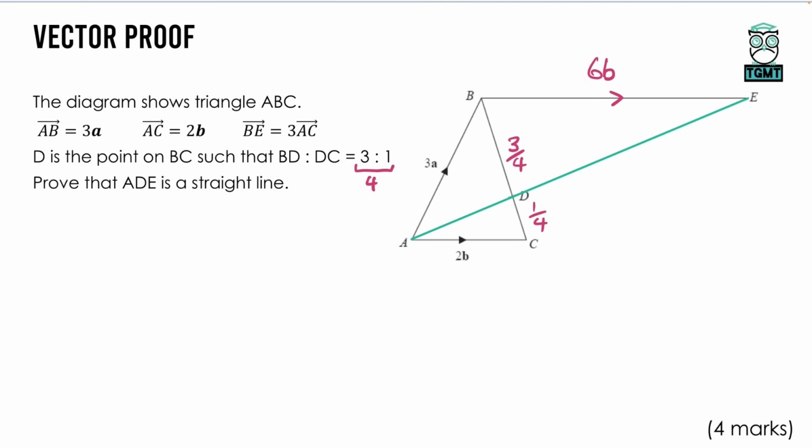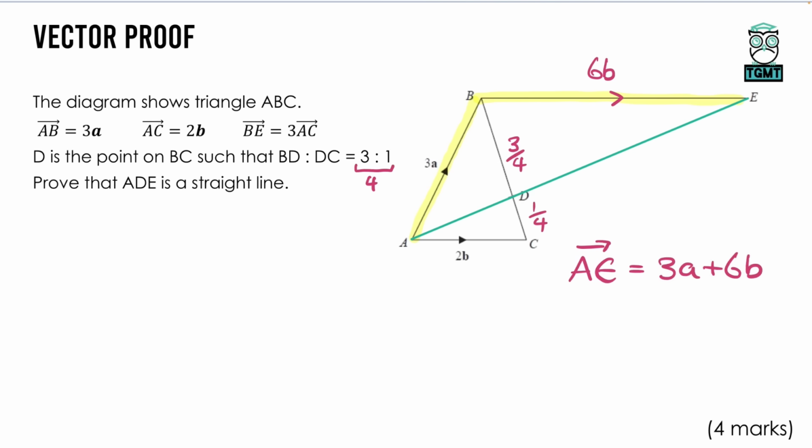But of course, as always, I will link in the description a video for some much harder vectors. It's still a difficult question, but it's not the worst of the vector questions that we could have. So here we go, prove that ADE is a straight line. Now whenever we are proving a straight line, I like to find the vector for the full line to start with. So to get from A to E, we could go up by 3a and across by 6b. And that's going to give us a vector straight away. So A to E would be the vector 3a plus 6b.